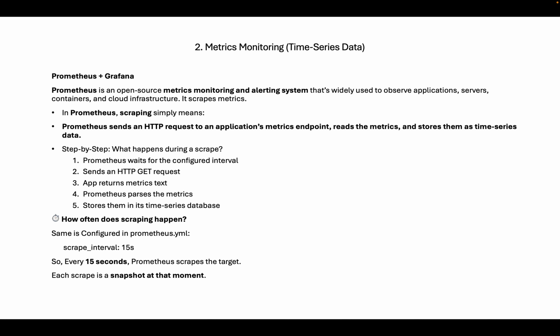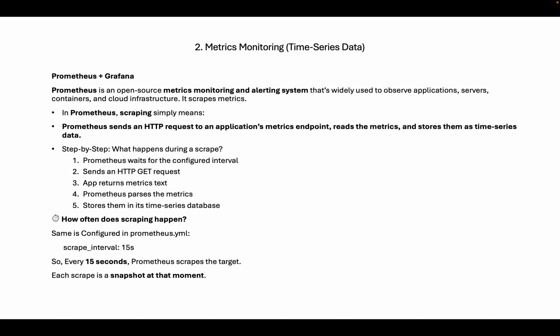Second thing is metrics monitoring. For that we use Prometheus plus Grafana for visualization. So first, what is Prometheus? Prometheus is an open source metrics monitoring and alerting system that is widely used to observe applications, servers, containers and cloud infrastructure. It scrapes metrics. In Prometheus, scraping simply means Prometheus sends an HTTP request to an application's metrics endpoint, reads the metrics and stores them as time series data.